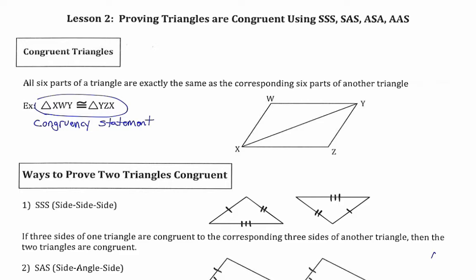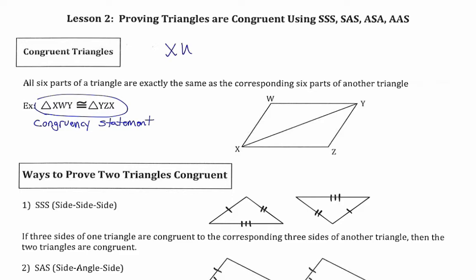So I've given you an example of a congruency statement. Simply saying triangle XWY, so from X to W to Y, so that top triangle is congruent to triangle YZX, or the bottom triangle. Now it's important that that congruency statement goes in order. Remember, we now know which parts match up.